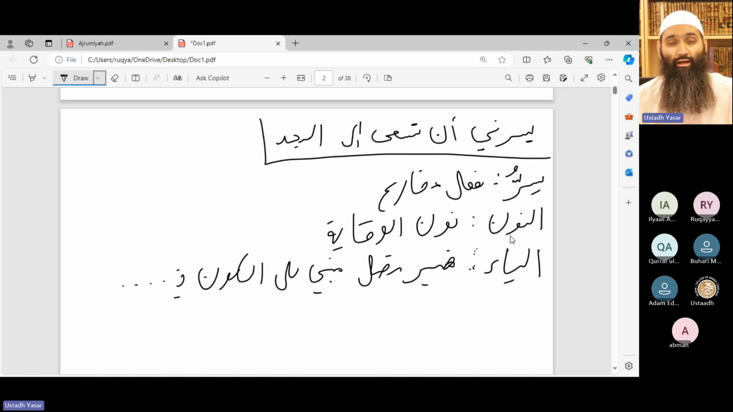نون الوقاية. It protects the fi'l mudari from becoming maksur. As you know, a fi'l can never be maksur. So the noon wiqaya here protects it. Okay, we've done the detail of that before. Al-ya yasurruni. It pleases me. So al-ya is the maf'ulun bihi. ضمير متصل مبني السكون في محل نصب مفعول به.